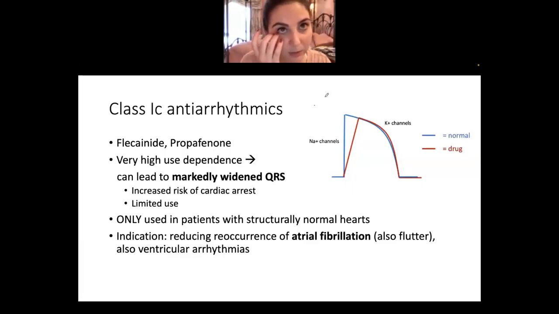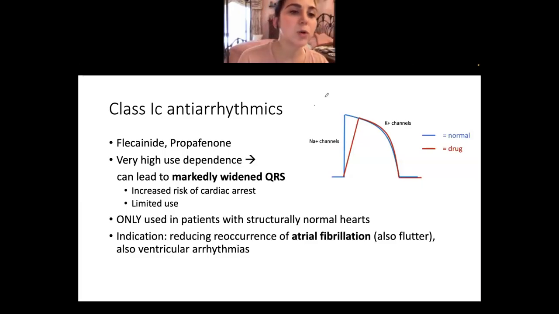So this is what I was saying, class 1Cs are really not given anymore because they just have crazy use dependence. They bind incredibly strongly to these sodium channels. So that's going to markedly widen your QRS. And if you widen the QRS, that increases the risk that the rhythm is going to become arrhythmic. So now an antiarrhythmic is causing an arrhythmia. So they tend to stop giving 1Cs.